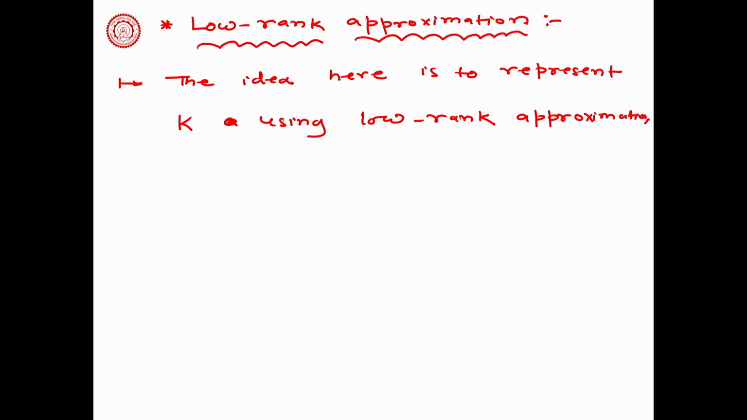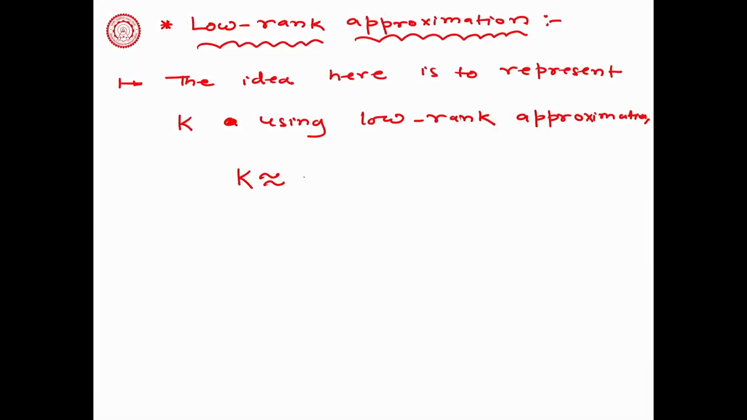So, the idea is to represent K, our original covariance matrix. The sigma square I I am not touching, only K is what I am working with, because sigma square I is anyway the noise part, I cannot touch it. So, mathematically it means that K will be approximately equal to K star, which is Xi Xi transpose.